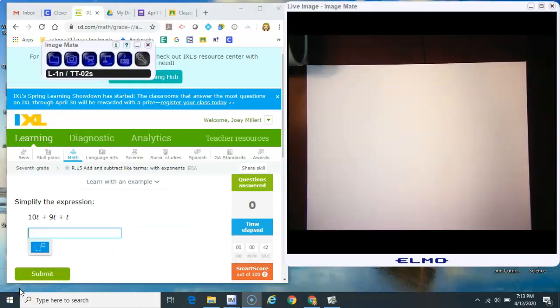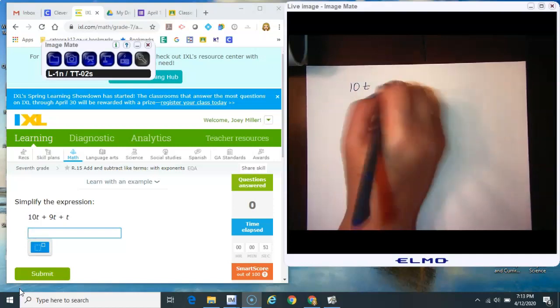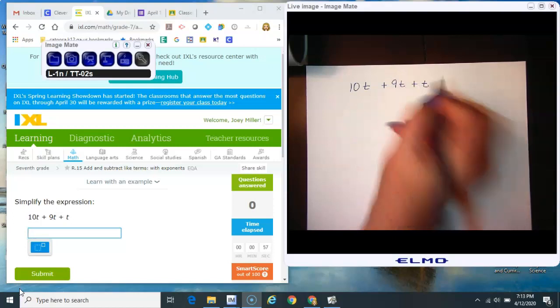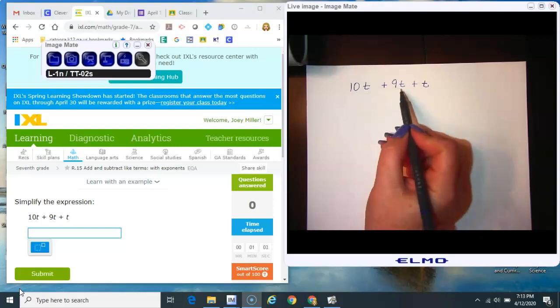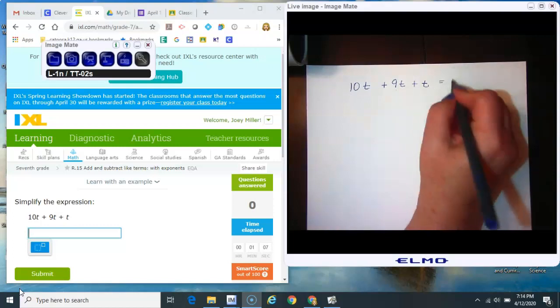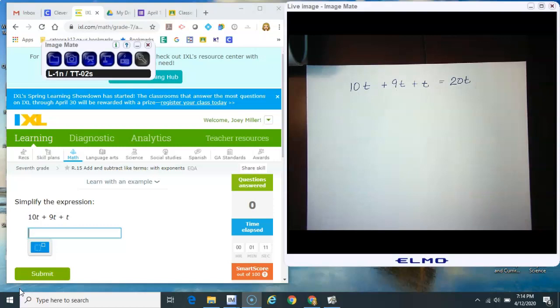Okay, so I've got a split screen now so that you can see me work out a few of the problems. They're going to start relatively easy, starting with 10t plus 9t plus another t. Those are all like terms, so you can combine them. If you have 10 t's and you add 9 t's, you have 19 t's, and then another one is 20 t's. The answer simplifies to 20t.